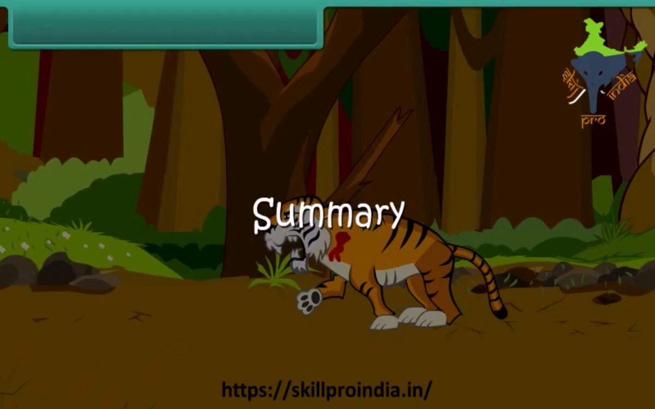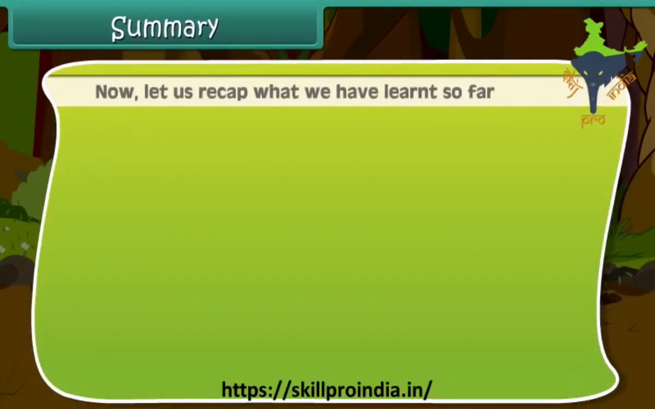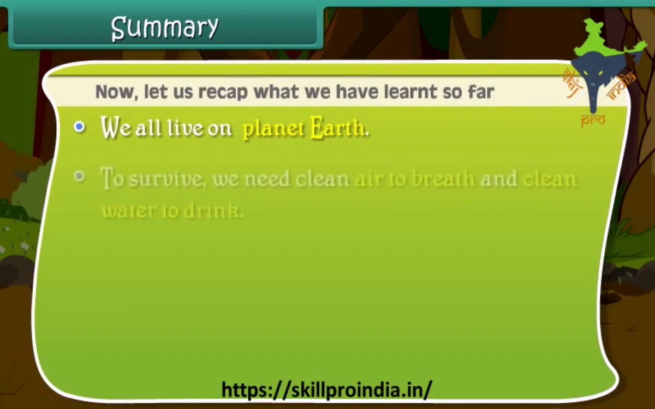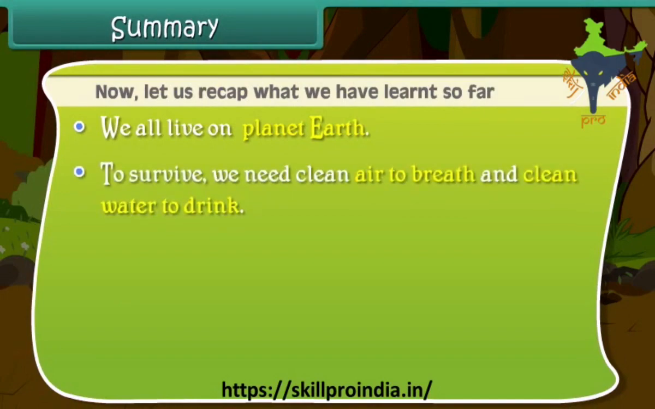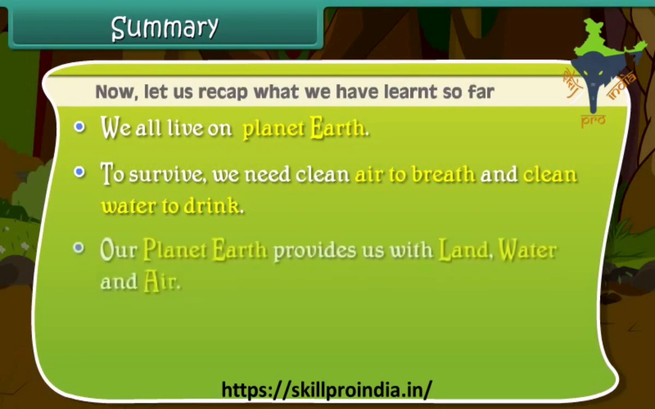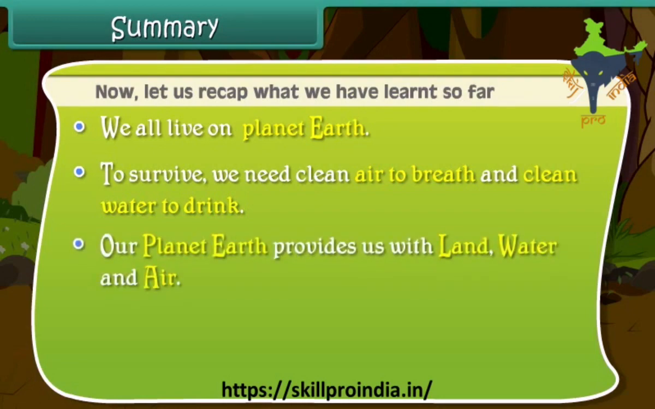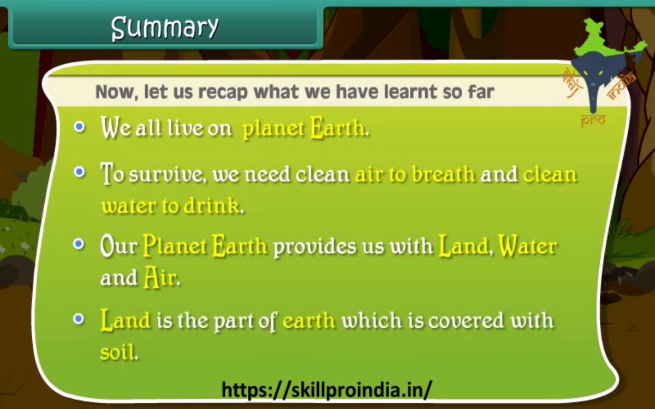Summary. Now let us recap what we have learned so far. We all live on planet Earth. To survive, we need clean air to breathe and clean water to drink. Our planet Earth provides us with land, water and air. Land is the part of Earth which is covered with soil.